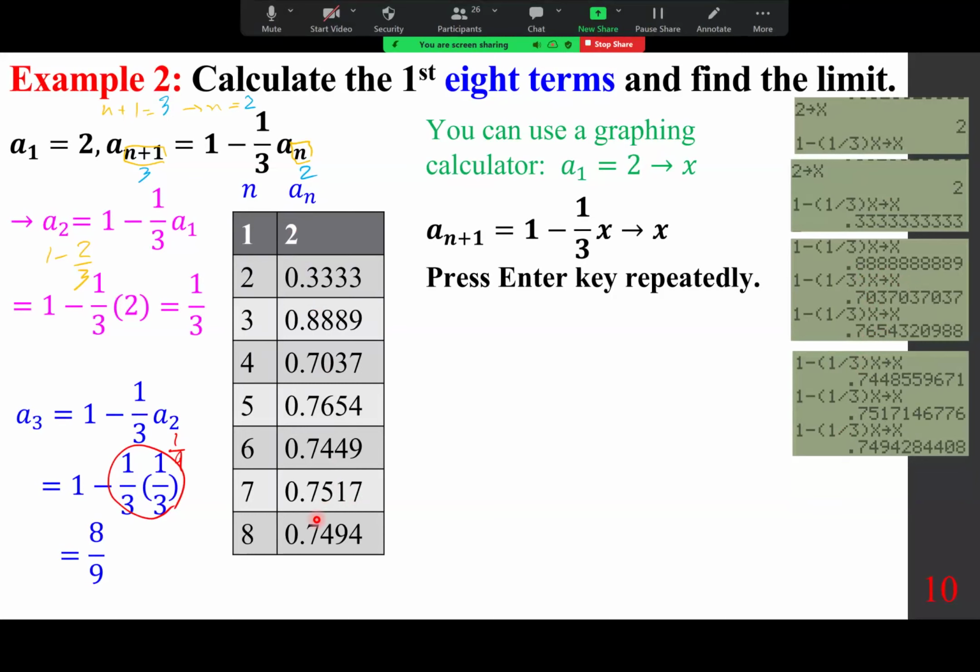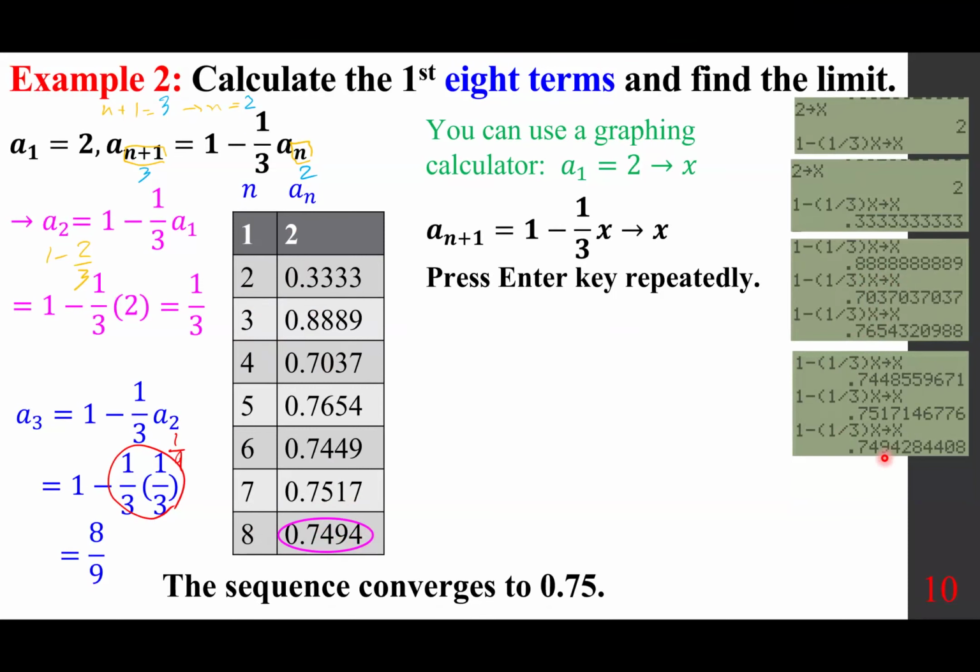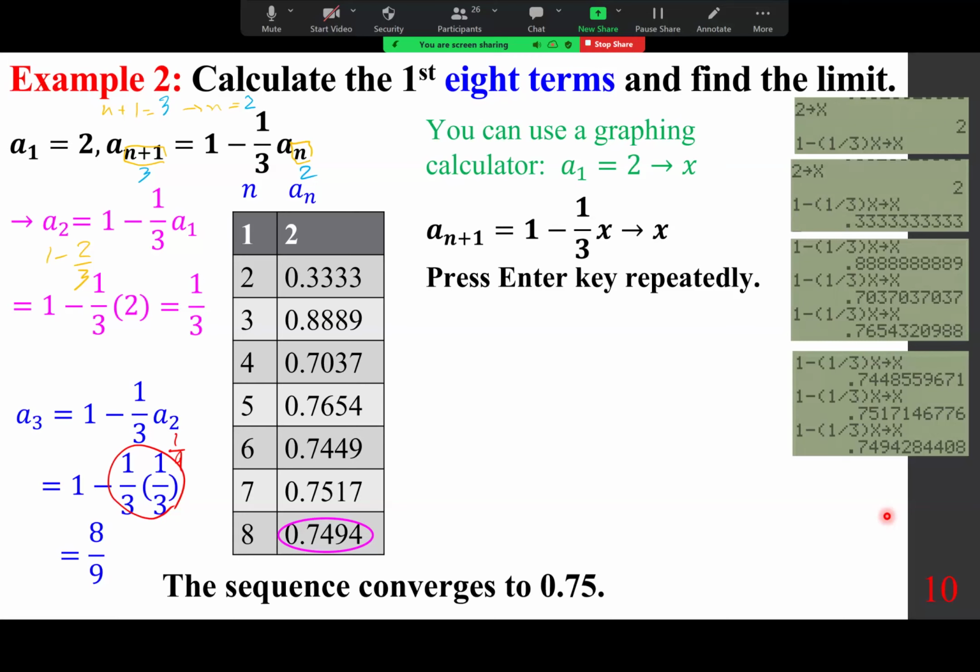This is what we get. And according to the table, the 8th one seems to be getting closer and closer to this number. I think you should be able to detect that according to this, the sequence converges to 0.75. If you don't see that, you can do a couple more, or maybe 5 more, and you'll see the answer.